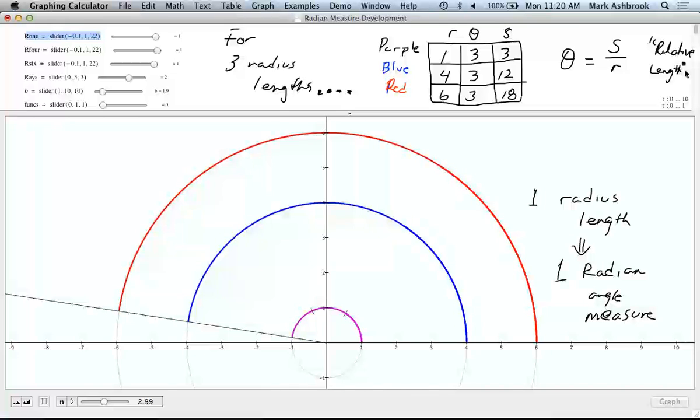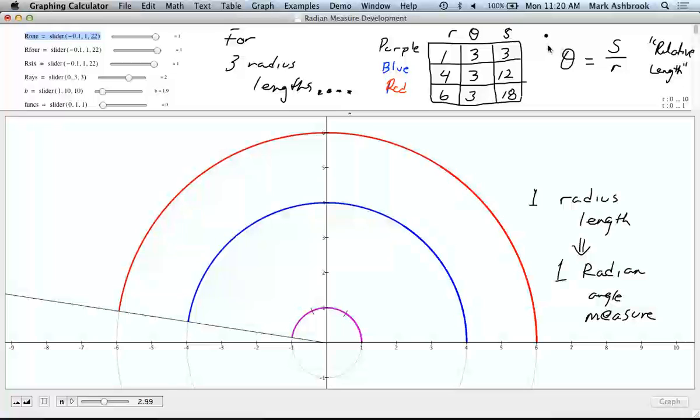The length of what, relative to what? The length of the arc relative to the radius. Or in other words, how many radius lengths? That's what a radian is. It's the relative length of the arc length to the radius, or it's counting how many radius lengths the arc marks off. That's what a radian measure is.